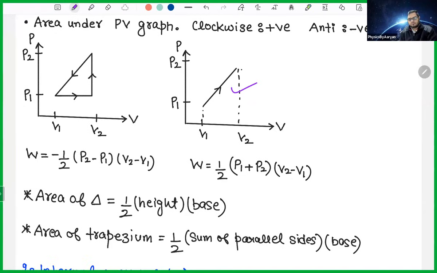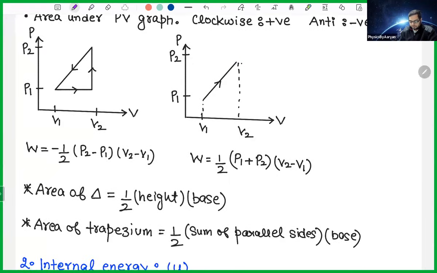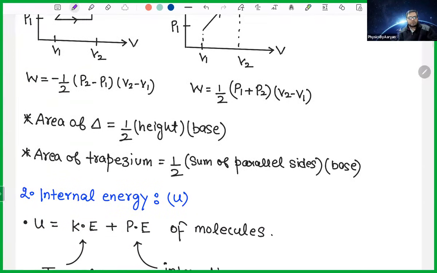Yes, positive. In this, you don't see anti-clockwise and clockwise. Instead, what you see is that your volume is increasing. That is why it is positive, because it's not a closed system. So you don't see anti-clockwise or clockwise; instead, you see that your volume is increasing. Okay, perfectly fine. So this is a simple concept of work done.